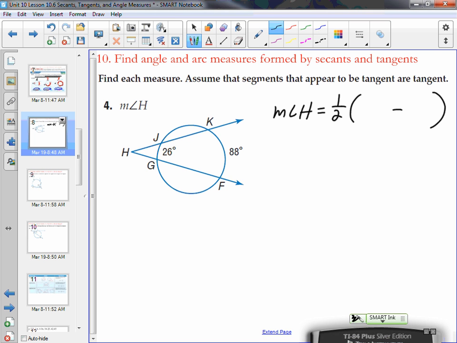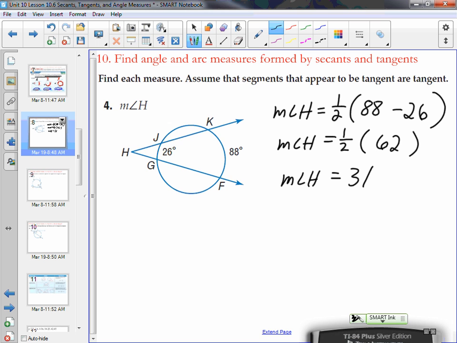So 1/2, and then the measure of the big intercepted arc, 88, minus the measure of the little intercepted arc, 26. Well, what's 88 minus 26? 62. So the measure of angle H is 1/2 of 62. So the measure of angle H is 31. Questions?